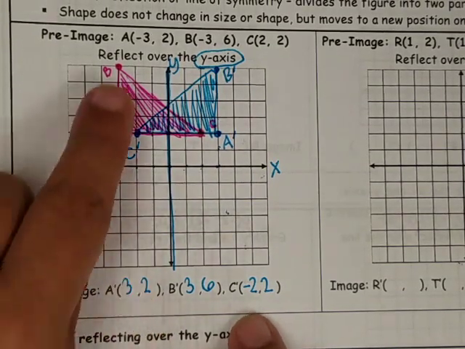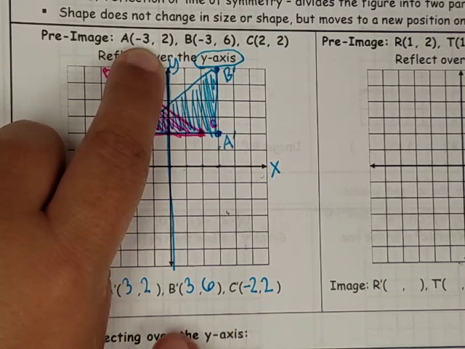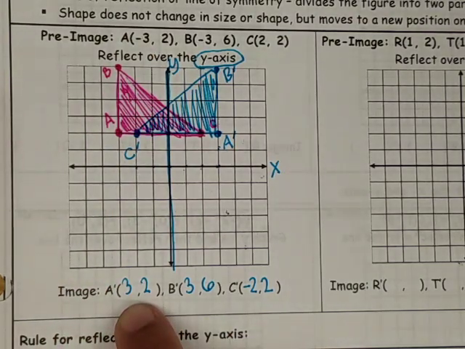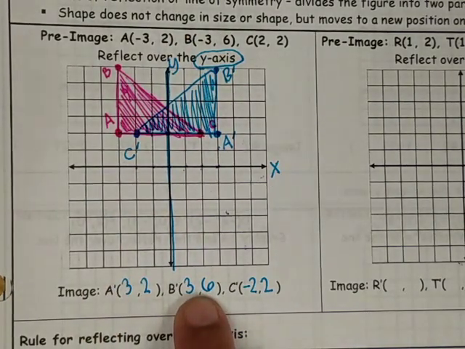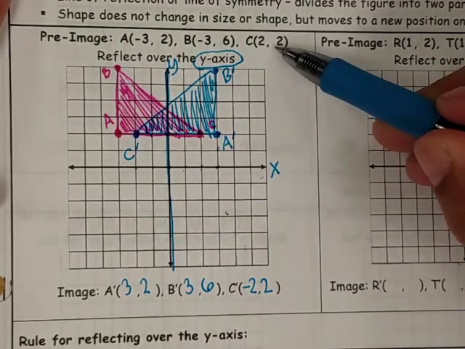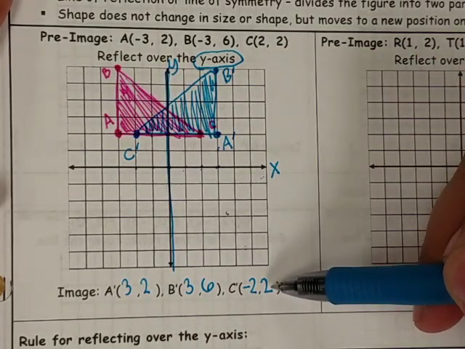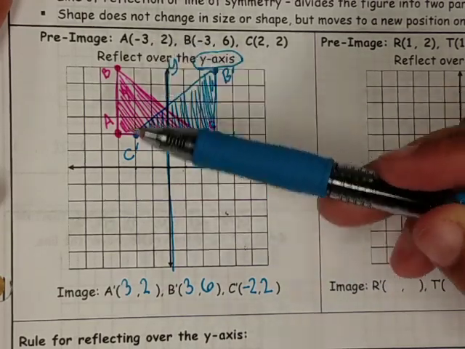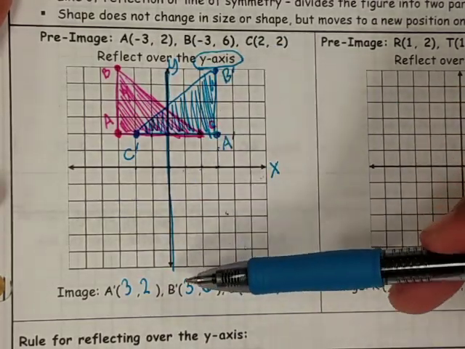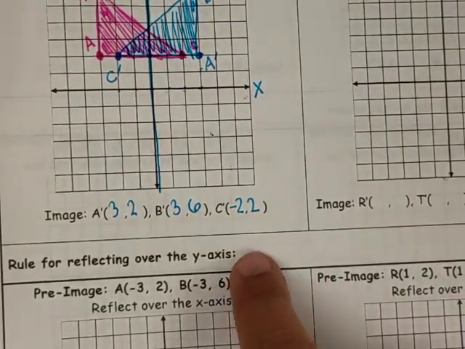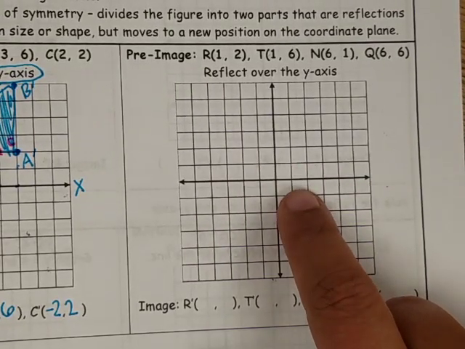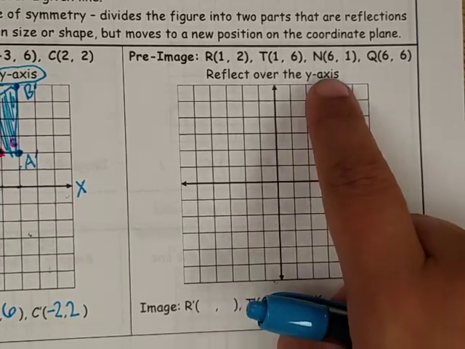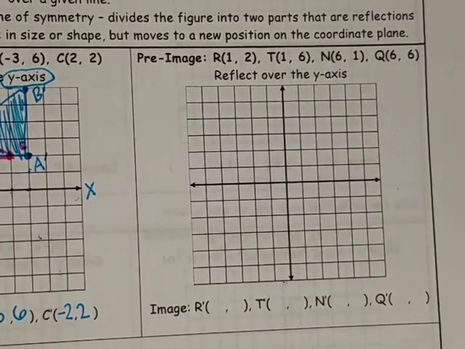Now what I would like for you to do is to look at your original point, negative 3, 2, and look at your new point, positive 3, 2. Look at your original, negative 3, 6. Look at your new, positive 3, 6. My original, 2, 2. My new, negative 2, 2. So try to see if you can see a pattern going from the original to the new. And then we're going to create a rule right here. So go ahead and try this one on your own. It says y-axis. So go ahead and try this. Pause the video, and then when you're ready, unpause the video.